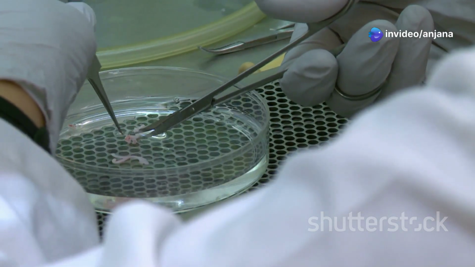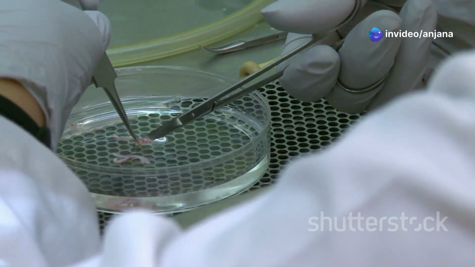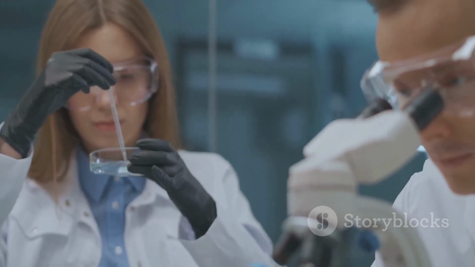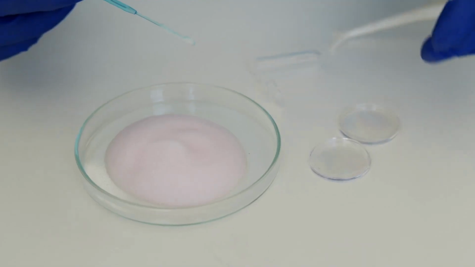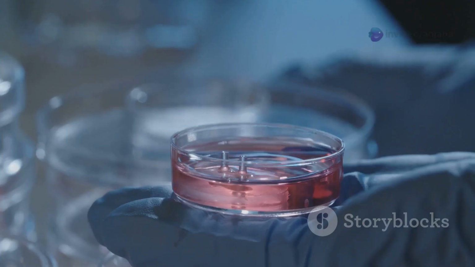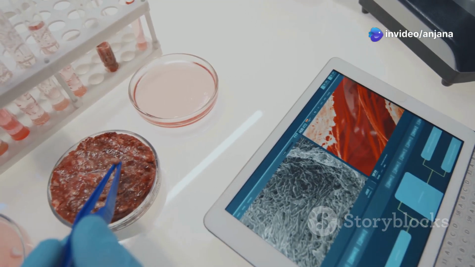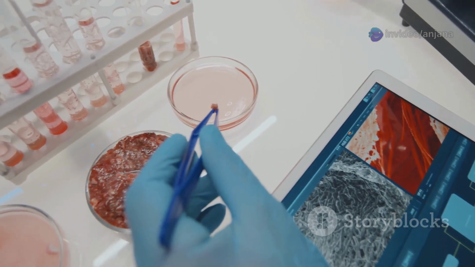This spreader is often L-shaped and made of glass or plastic. The spreader is used to evenly distribute the liquid sample across the entire surface of the agar. It is important to spread the sample gently. This ensures that the agar surface is not damaged. The plate is usually rotated during spreading for even distribution.